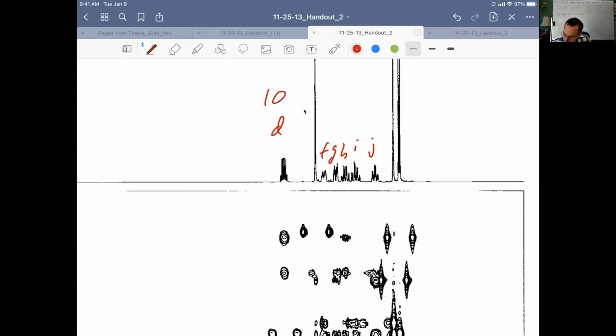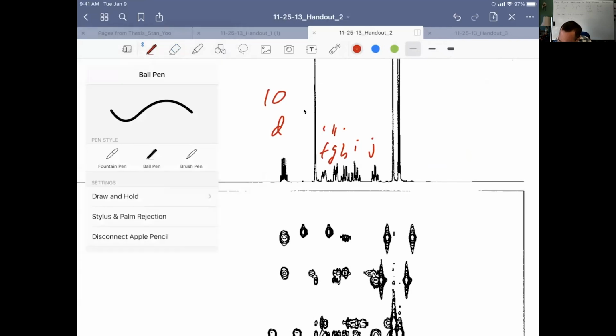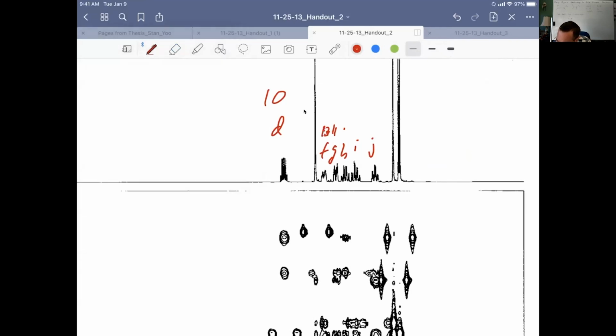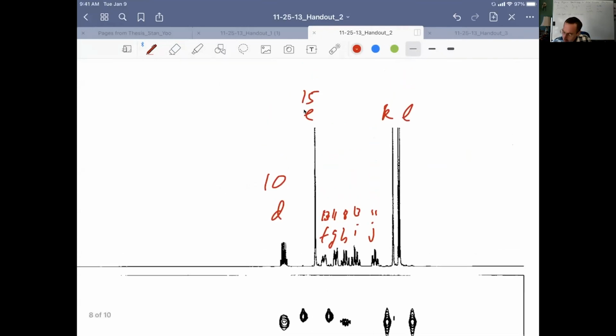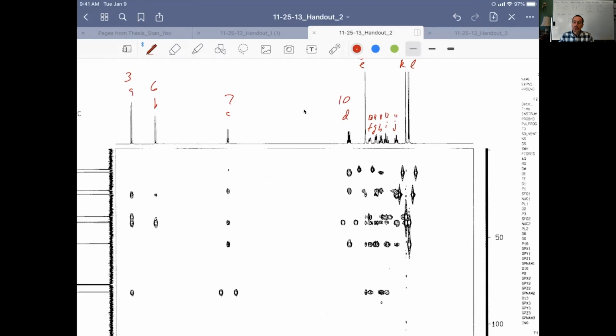8F, 11G, 8H, I'm sorry, 13F, 8H, 13I, 11J, 12K, and 14L. And the next thing we're going to do is cross out the HMQC type of one bond couplings that we see that I affectionately refer to as vampire bites.